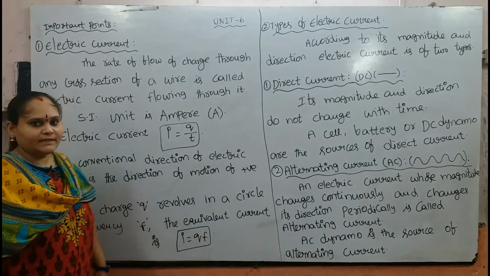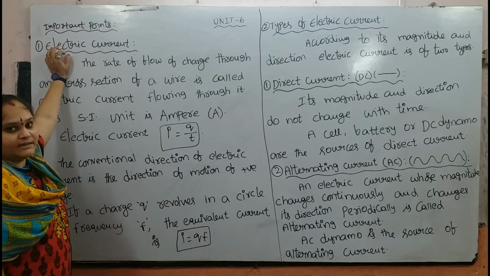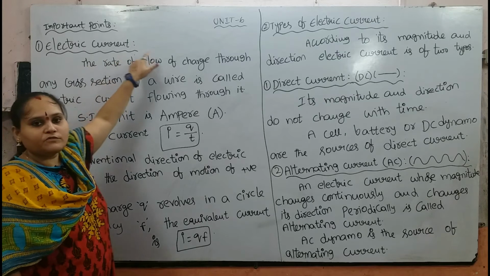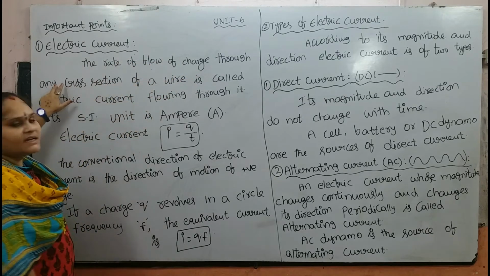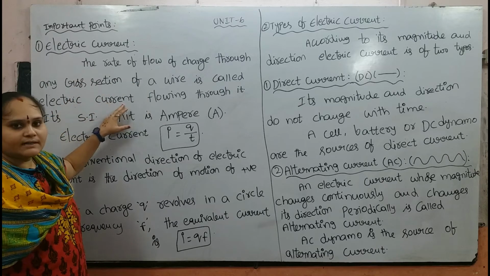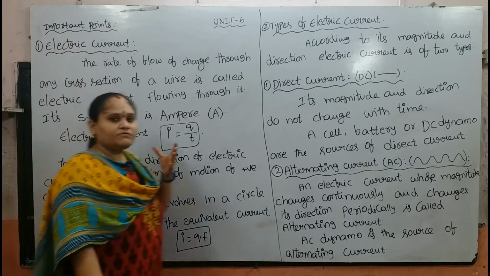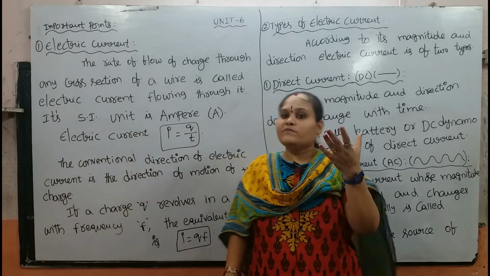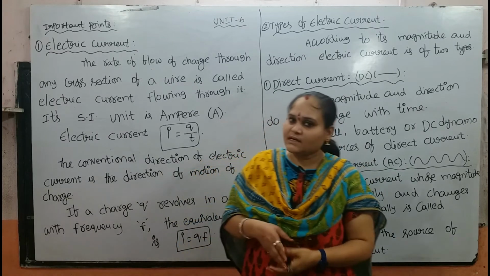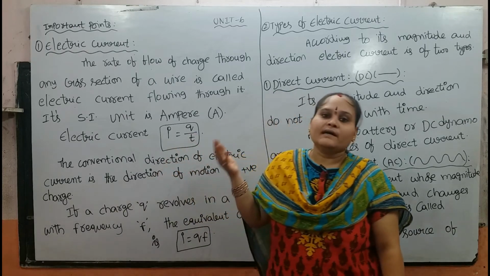Let's discuss some important points. The first point is: what is electric current? Electric current is the rate of flow of charge through any cross section of a wire. Rate means with respect to time, so I equals Q by T. That means the rate of flow of charge through any wire is electric current.